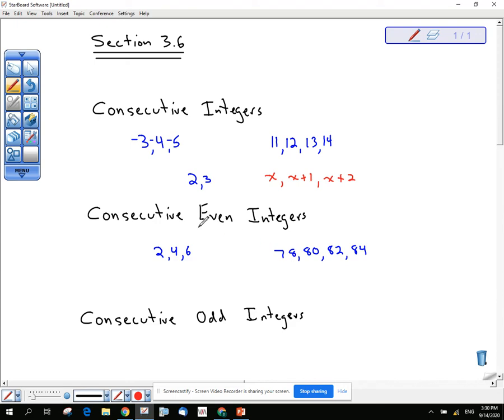So then we'll ask the same question here. What if this is, we'll use a different letter, n? Wouldn't the next even integer be n plus 2? And the next one be n plus 4, and the next one be n plus 6. Okay?